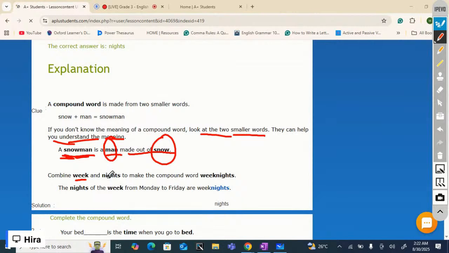Combine week and nights to make the compound word weeknights. And what does it mean? The nights of the week from Monday to Friday are weeknights.